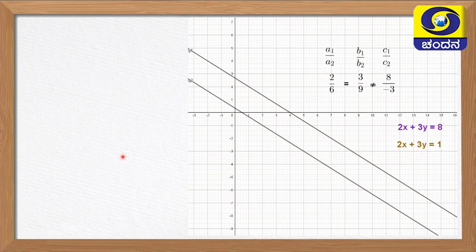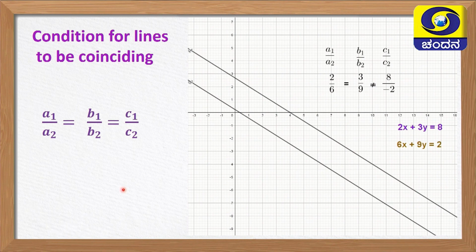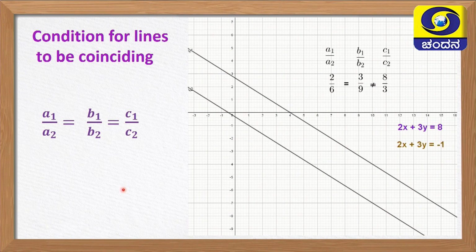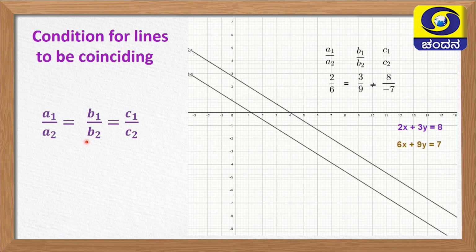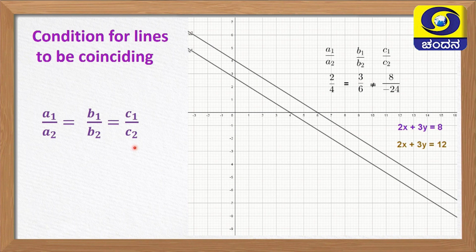a1 by a2, b1 by b2, c1 by c2, condition for coinciding lines. What is the condition for coinciding lines? Observe the video, children. For coinciding, a1 by a2 is equal to b1 by b2, that is equal to c1 by c2. Observe those two equations. 2x plus 3y is equal to 8, another one is also 2x plus 3y is equal to 8. If both the equations are same, then the lines are coinciding, which means they are overlapping on each other, children.